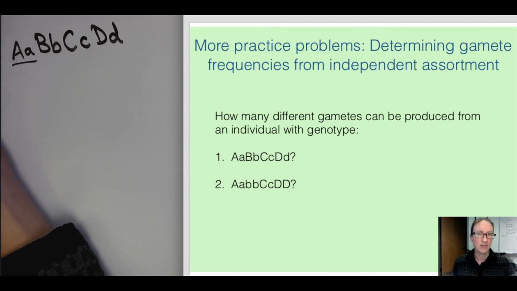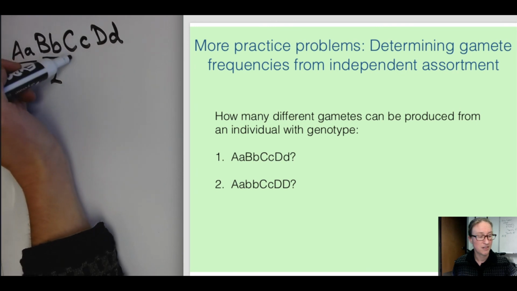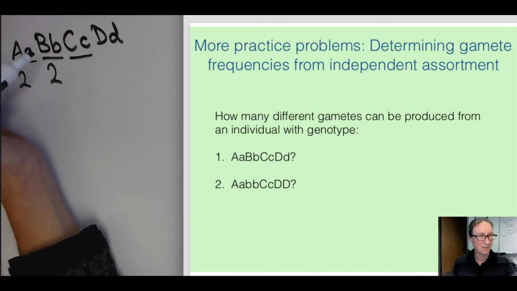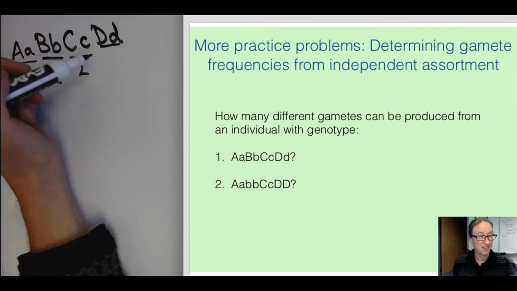How many different types of gametes are possible for gene A? I hope you would join me in saying 2. How many types of gametes are possible for gene B? Also 2, right? Big B or little b. Are you seeing a pattern? How about C? 2. And D, also 2.